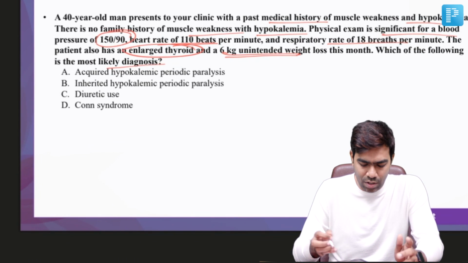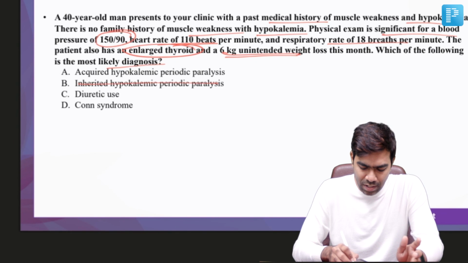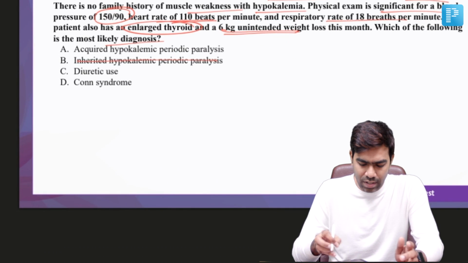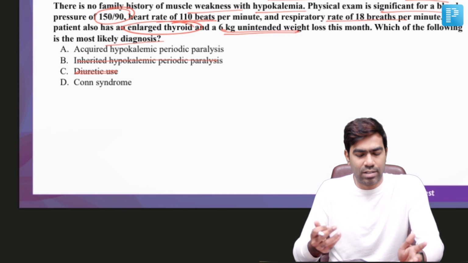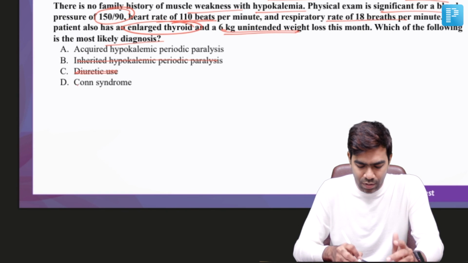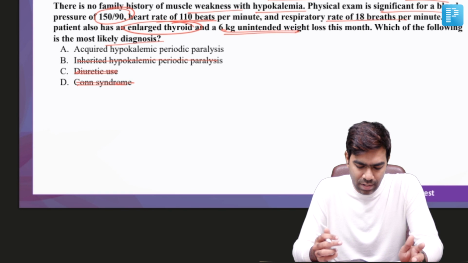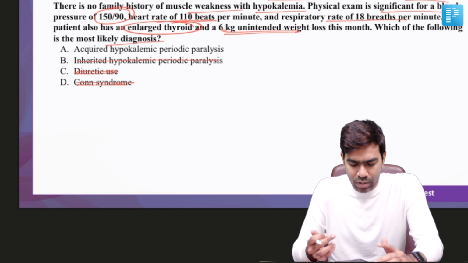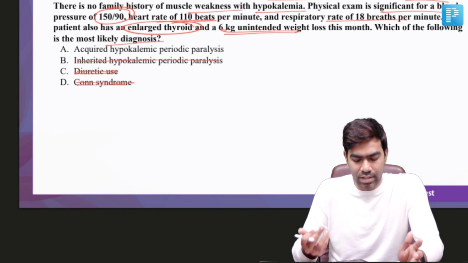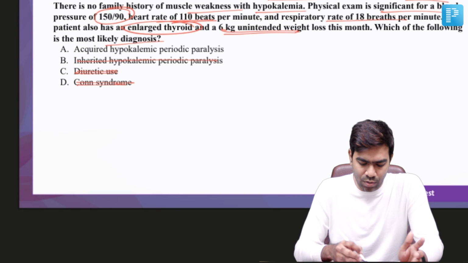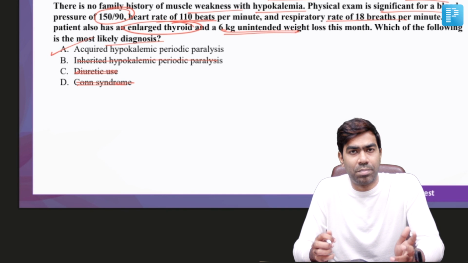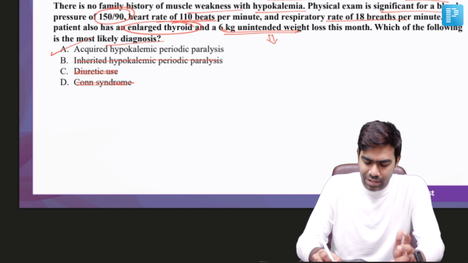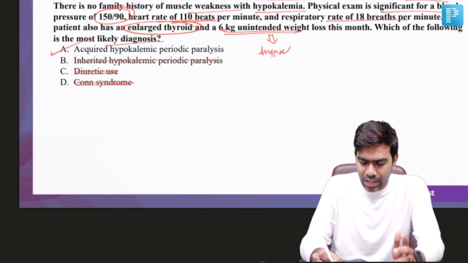Because this patient does not have a typical family history, I will definitely rule out an inherited cause. And diuretic use is not going to result in hypertension, tachycardia, an enlarged thyroid, and weight loss; all of it is not explained by diuretic use. And Conn syndrome can explain the high blood pressure, but it's not going to explain the tachycardia and the weight loss typically. So the only diagnosis by exclusion is going to be acquired hypokalemic periodic paralysis, because here we suspect hyperthyroidism and thyrotoxicosis.